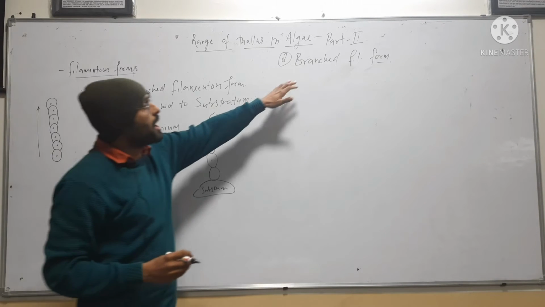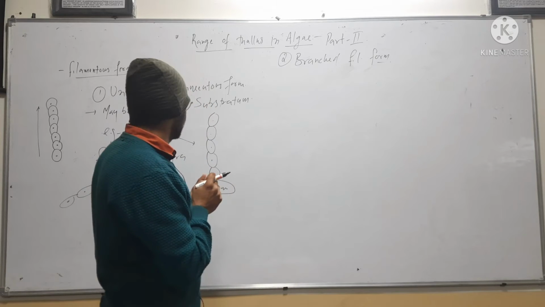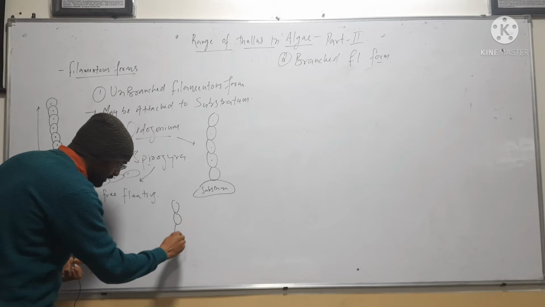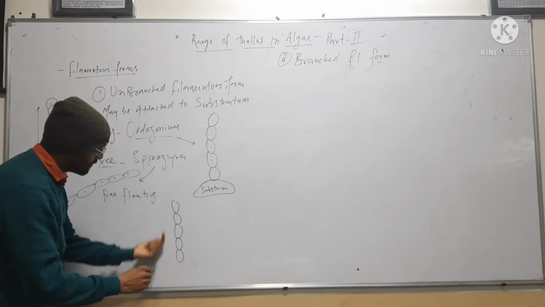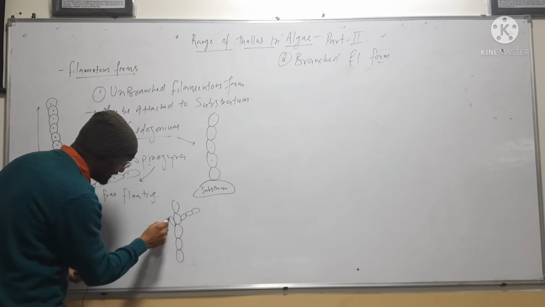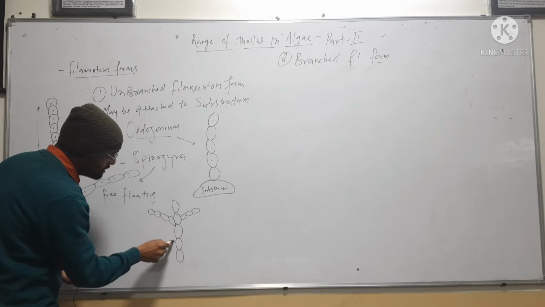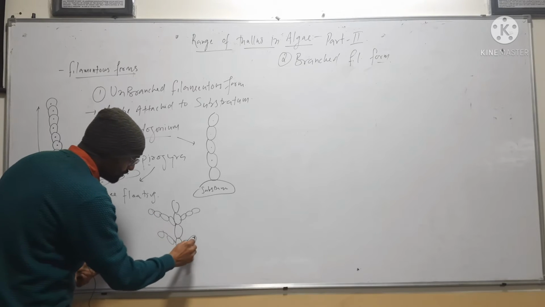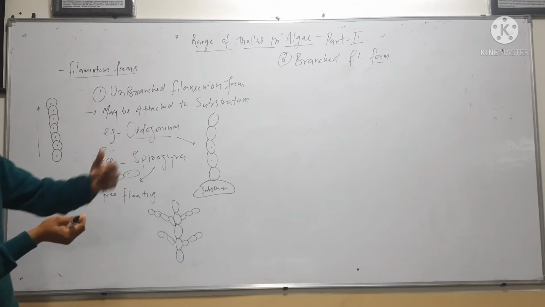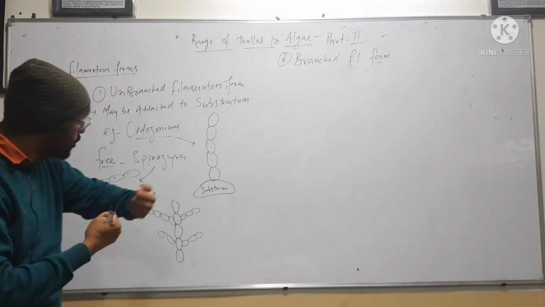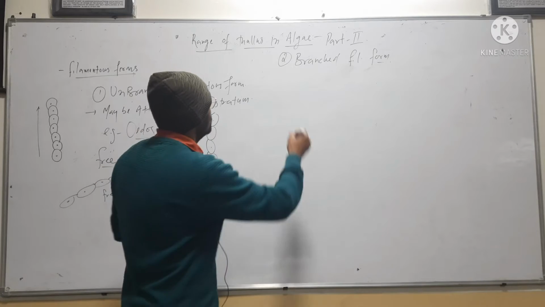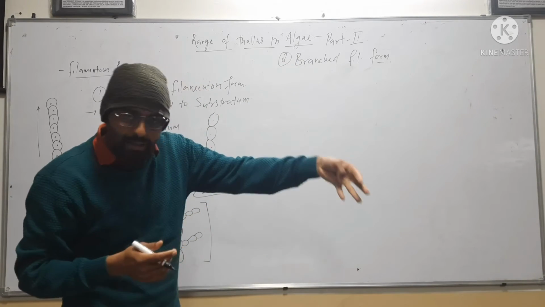Now coming to branched filamentous form. How are branched filamentous forms formed? When division occurs in two directions, in vertical and also in horizontal or lateral direction, then the filament becomes branched. When cell division occurs in two directions and after division cells remain attached to one another, then branched filaments are formed. In branched form there are further many types.